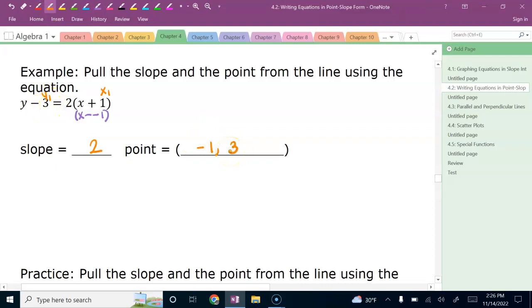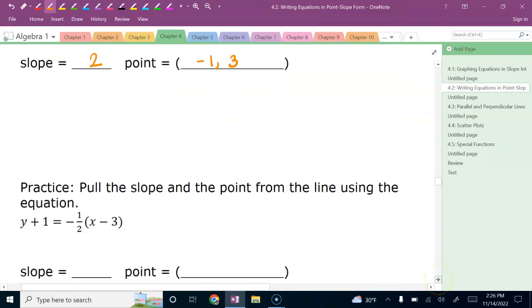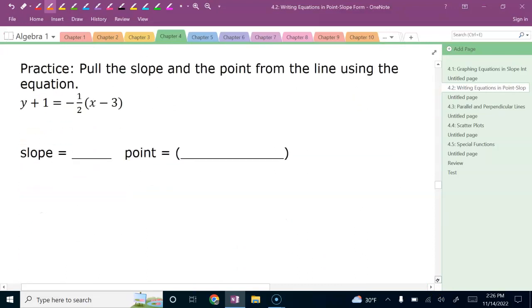The thing that I always tell students there is whatever sign you see in the equation, you need to pull the opposite sign out from the equation. So pull out a negative 1 and pull out a positive 3. So I want you guys to do that same thing with this example.